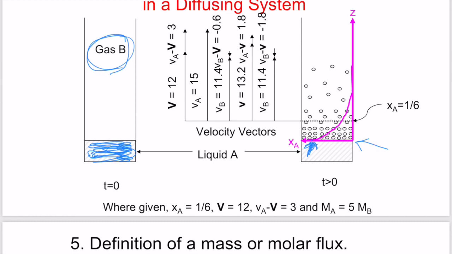We're going to a position where the mass fraction, I can't draw on that for some reason, where the mass fraction is 1/6, so that's this line here. And she says at this point, the molar average velocity is 12, which means that on average, all the material is moving up. And the diffusion velocity for component A, which I called benzene, is 3. So the benzene, or component A, is moving upward.